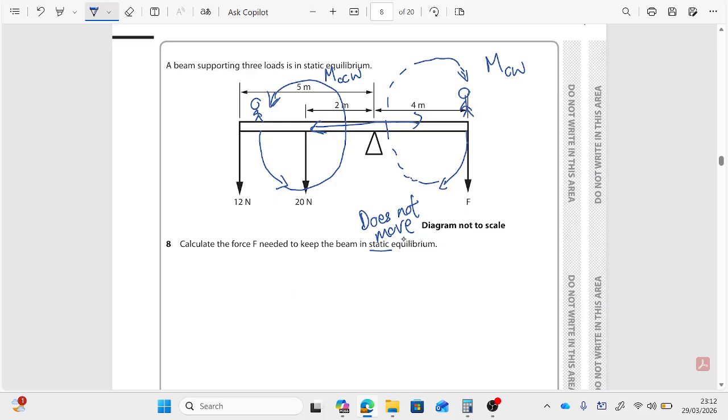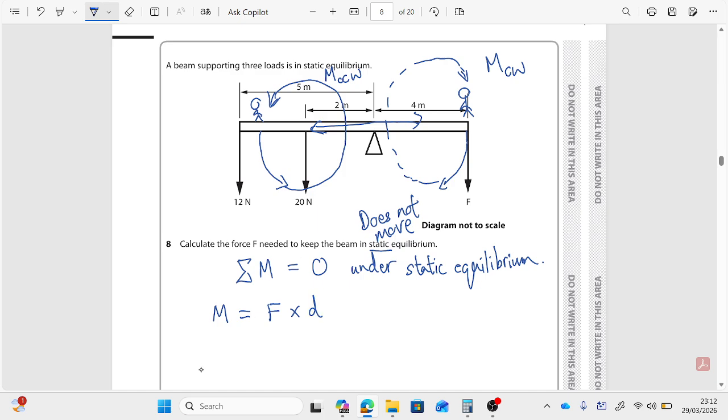So therefore, what you should start off with always is that the sum of moments must equal 0 under static equilibrium condition. And what does that sum mean? It means the moment counterclockwise plus moment clockwise must equal 0. Okay? So what's moment then? Moment is force times distance.